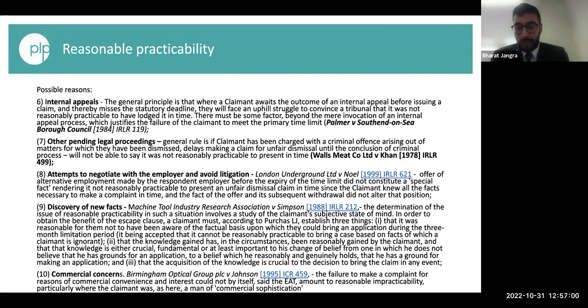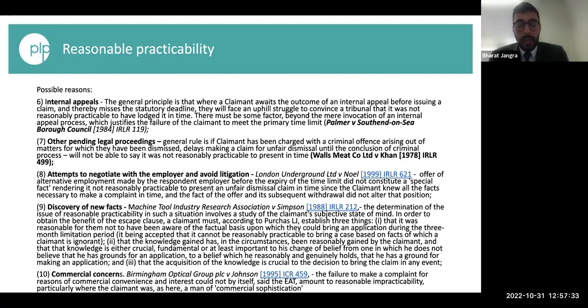That was the case of Wards Meat Company and Khan, where in that instance the claimant had other legal proceedings ongoing, and he thought that his unfair dismissal claim would be dealt with in that other claim. It wasn't going to be. As soon as he found that out, he took steps to deal with that. But I'll discuss later what a claimant should do when they find out they have a claim.